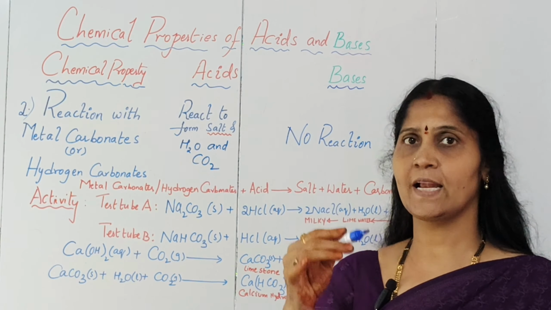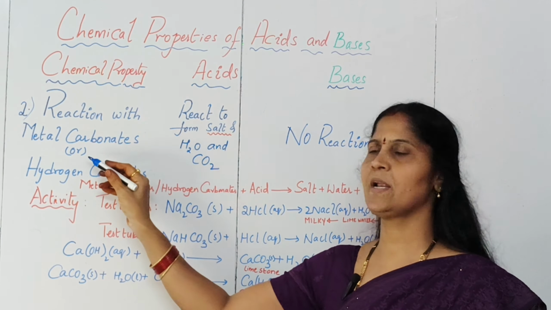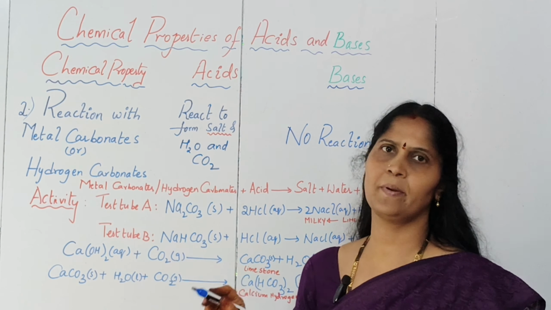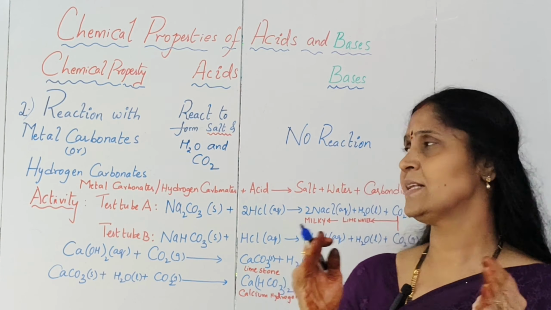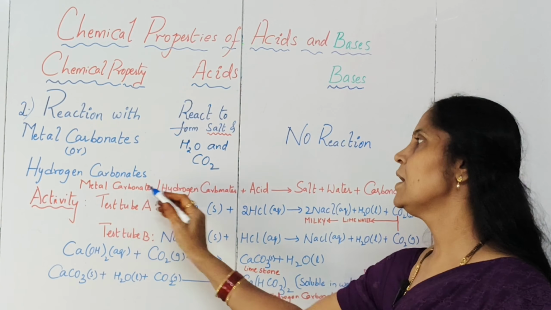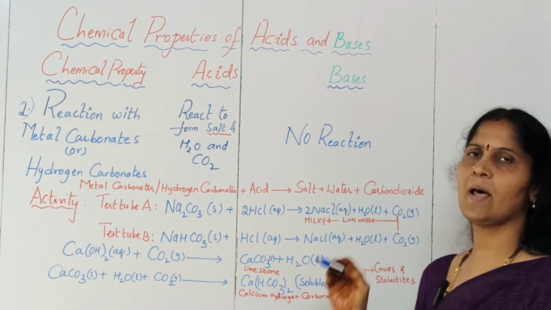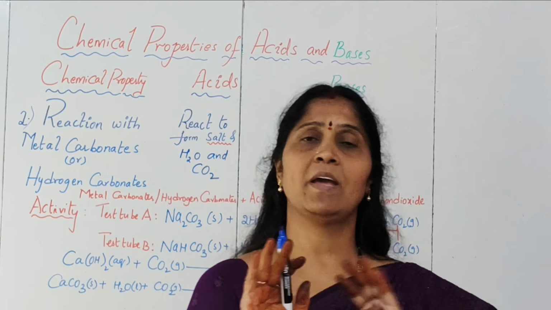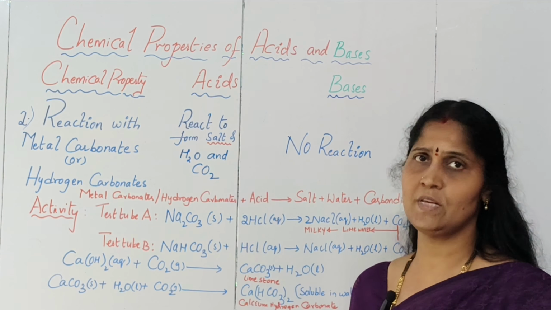So let us talk about the second important chemical property, that is the reaction of acids and bases with metal carbonates or metal hydrogen carbonates. What will happen? When acids react with the metal carbonates or metal hydrogen carbonates, what is the reaction? You have formation of salt, water and carbon dioxide, while bases will not have any reaction with these. So there is no reaction of bases with any of these.